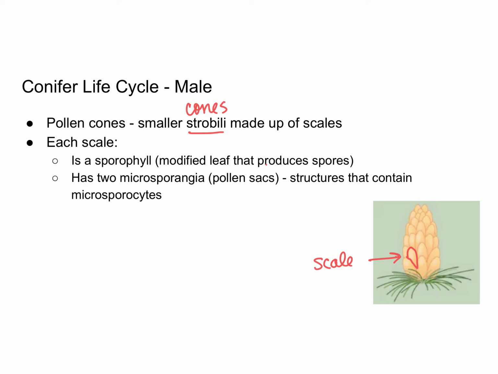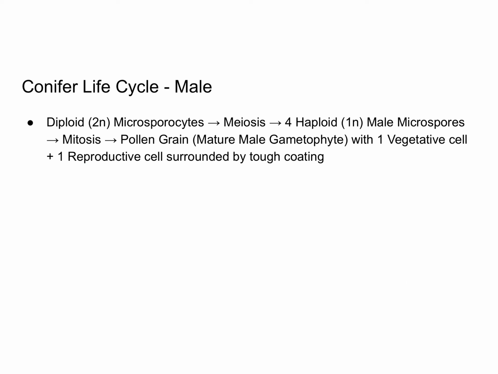And just like the female cones, each scale is just a sporophyll, which is a modified leaf that produces spores. The scales have microsporangia, which are also known as pollen sacs, and these structures contain microsporocytes. And we'll talk about the microsporocytes in more detail on the next slide. So within each scale of a pollen cone, there are going to be these microsporangia.